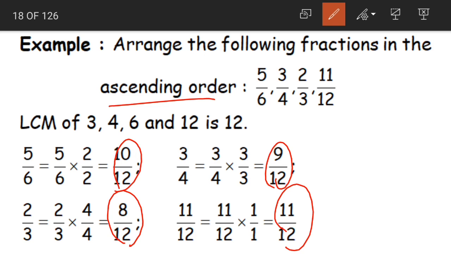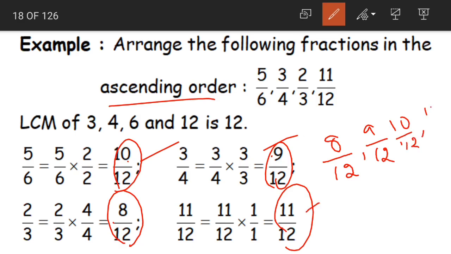As all the denominators are the same, we need to compare the numerators. The fraction with the lowest numerator will be the lowest fraction. Now in 10, 9, 8 and 11, 8 is the lowest one. So 8 by 12 is the smallest fraction. Then we have 9, so 9 by 12. Then comes 10, so 10 by 12, and lastly we have 11 by 12. This is the ascending order of the given fractions.